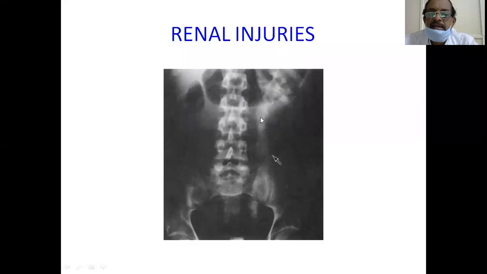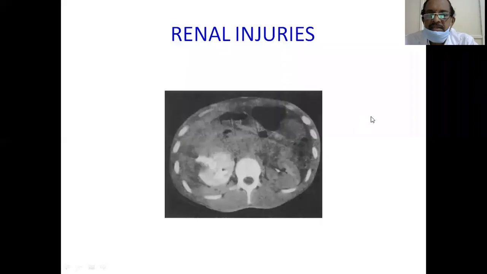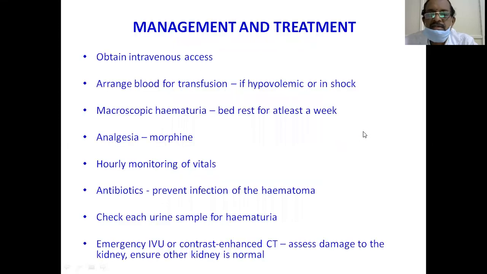This is an X-ray of an intravenous urogram of the left kidney. The left kidney is seen here, and urine is extravasating. So this is extravasation of the injected dye, showing kidney injury. This is a CT scan of the abdomen showing injury to the right kidney. There is extravasation of urine. This is how it looks on investigations.